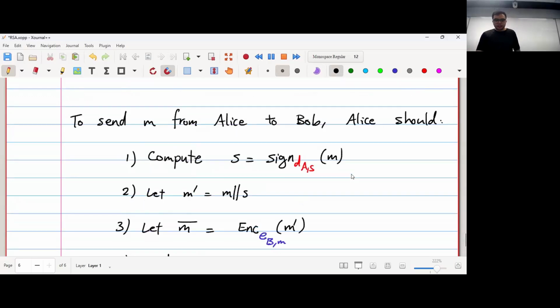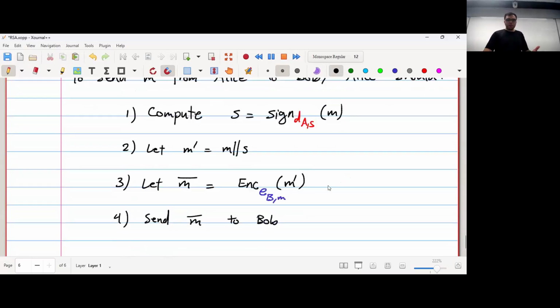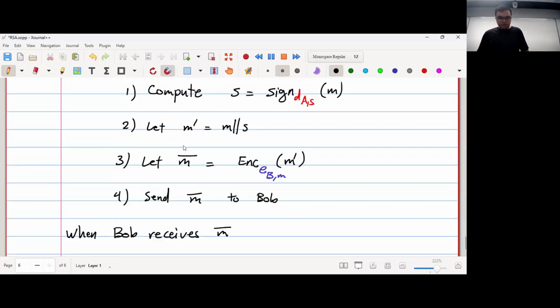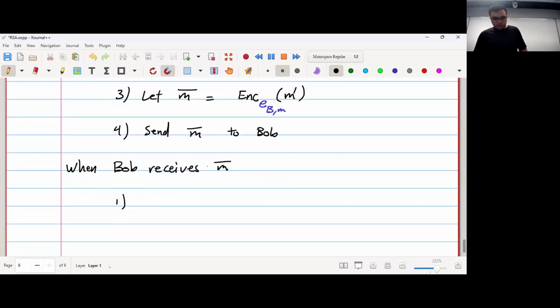Okay. Now Bob can basically do the opposite. So when Bob receives M bar, he's going to first decrypt it. So step 1 is I'm going to decrypt M bar. That's going to give me M prime. So Bob is going to find M prime, which is the result of decrypting the message that he just got from Alice. But what key is he going to use to decrypt? His decryption key for messaging.